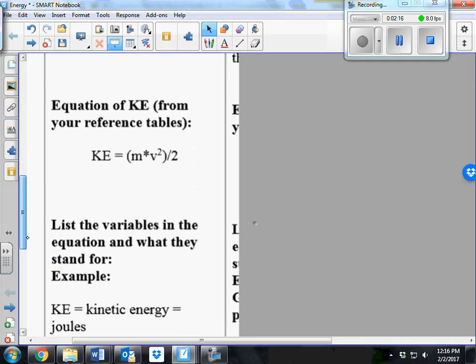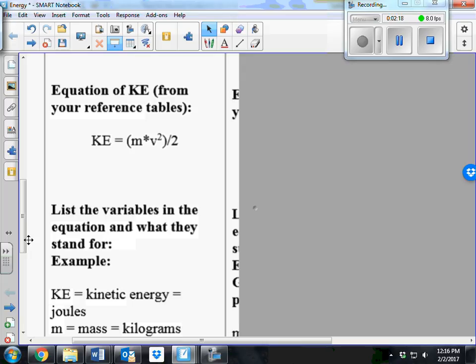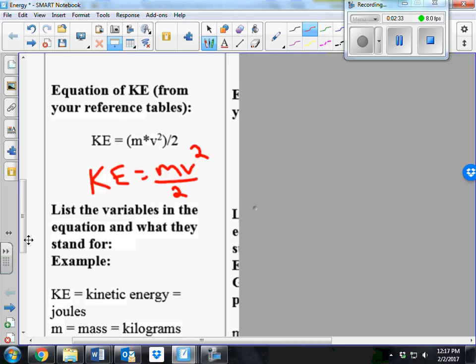So the equation for kinetic energy is 1/2 times mass times velocity squared, or I have it written here as mv squared over 2. So KE equals mv squared over 2. You take the square of your velocity, multiply by your mass, and divide by 2, and that's how much kinetic energy you have.